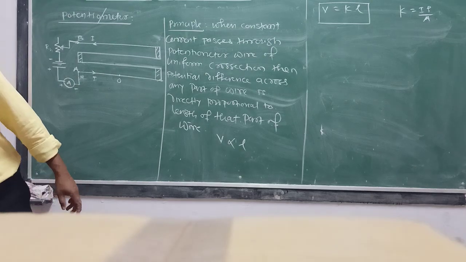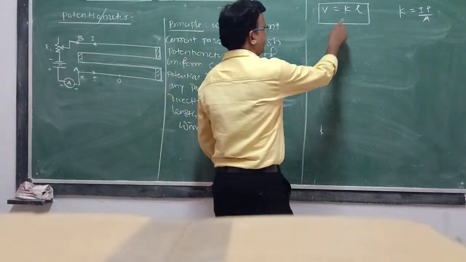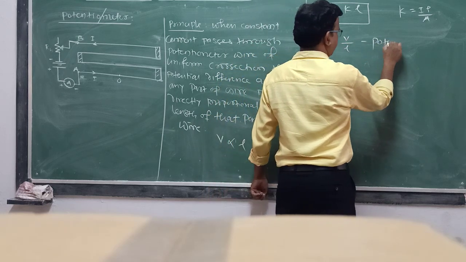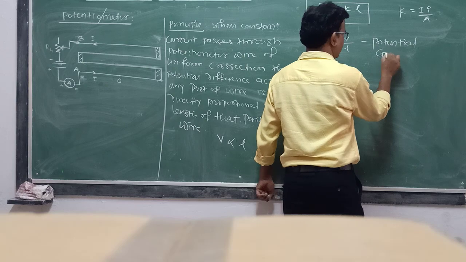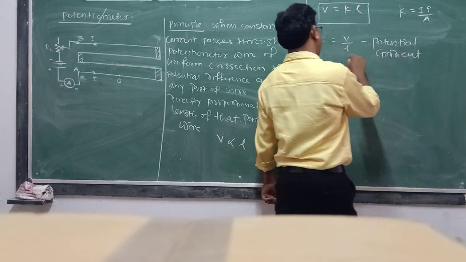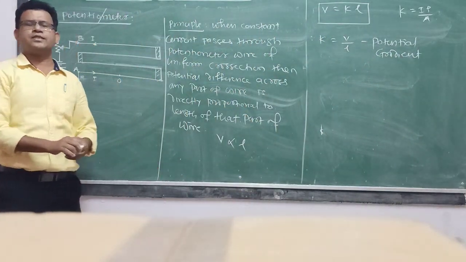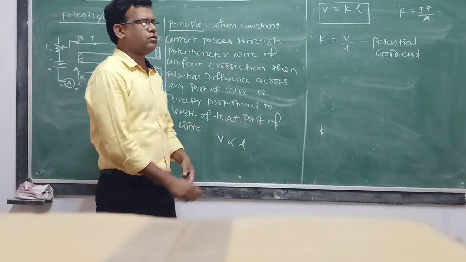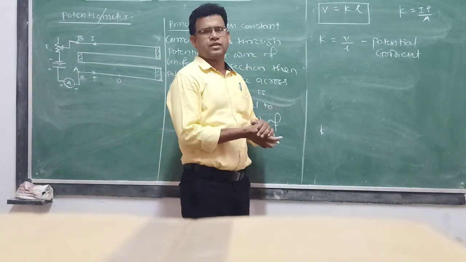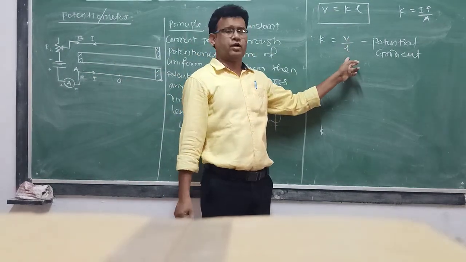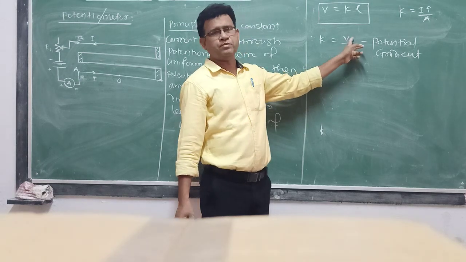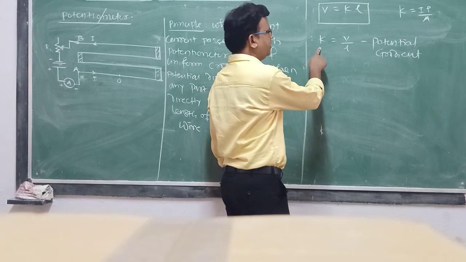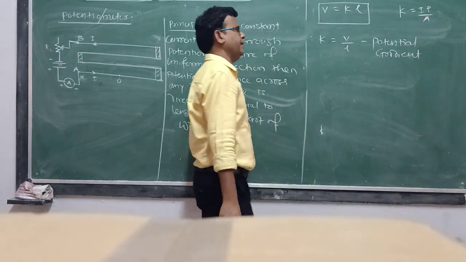V is equal to K L. Now in this relation, your K is a constant. Here K is written as V by L. This K is called potential gradient. No doubt, any quantity when divided by the distance or length, that quantity is called gradient. So here K is called potential gradient, and K is the proportionality constant. So it neither depends on V nor depends on L. If you make V 2 times, automatically your length becomes 2 times, but K remains constant. So K only depends on what? These three factors: I, rho and A.